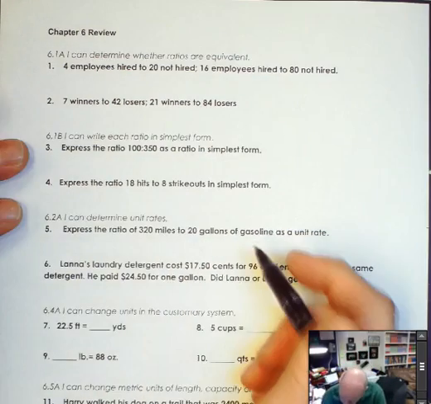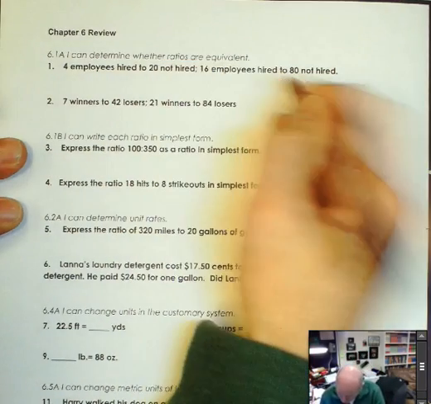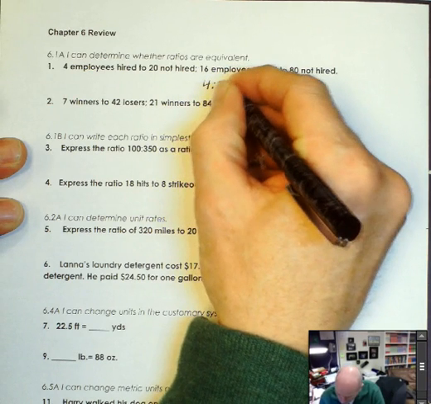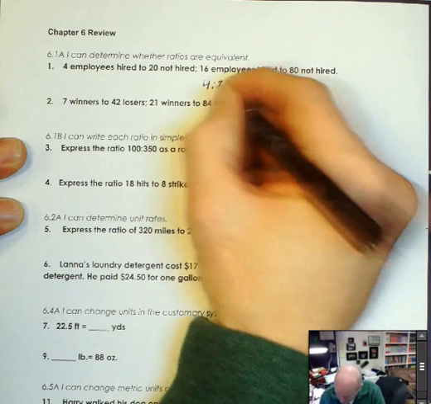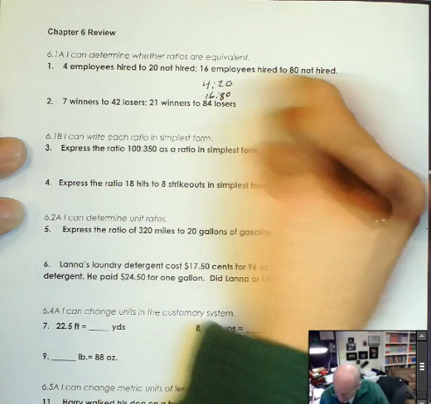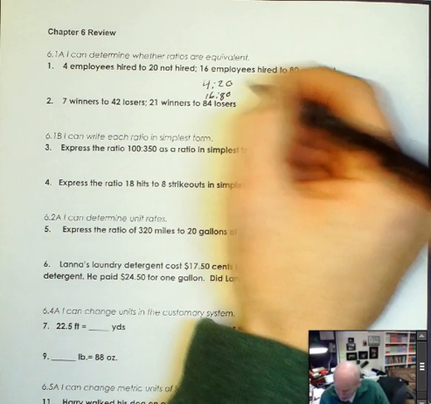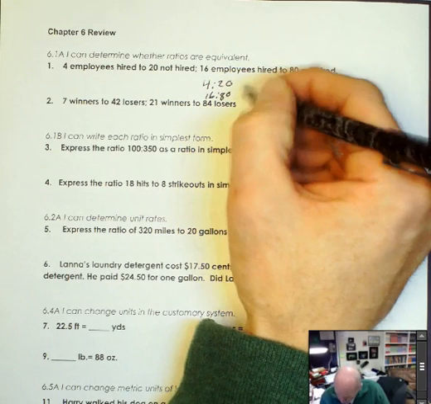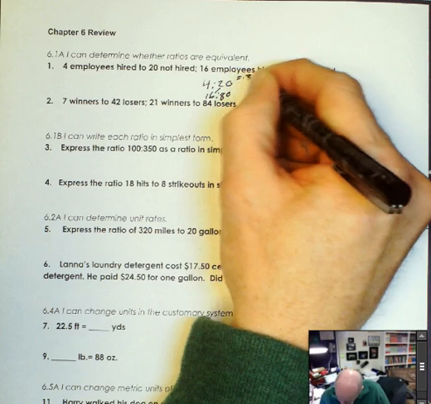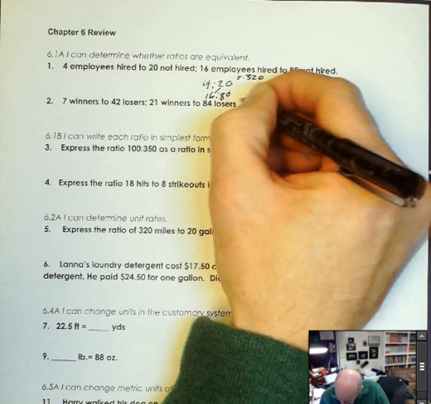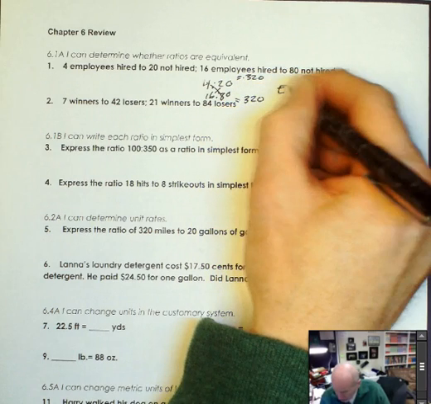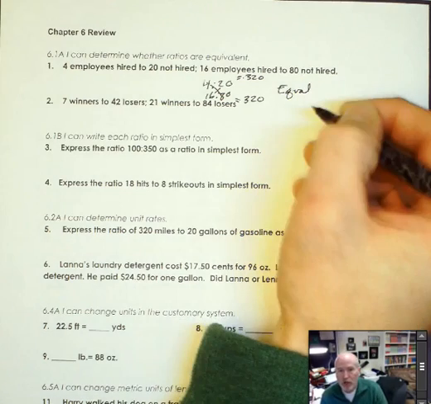This first problem, I can determine whether ratios are equivalent. We have 4 employees to 20 people who didn't get hired, and then 16 employees to 80 that didn't get hired. When you have two ratios like that, you stack them and check the cross product. 16 times 20 equals 320, and 4 times 80 also equals 320. These ratios are equal. Cross products check out.